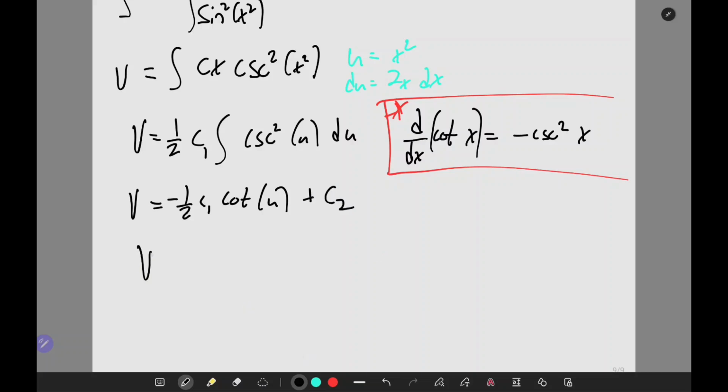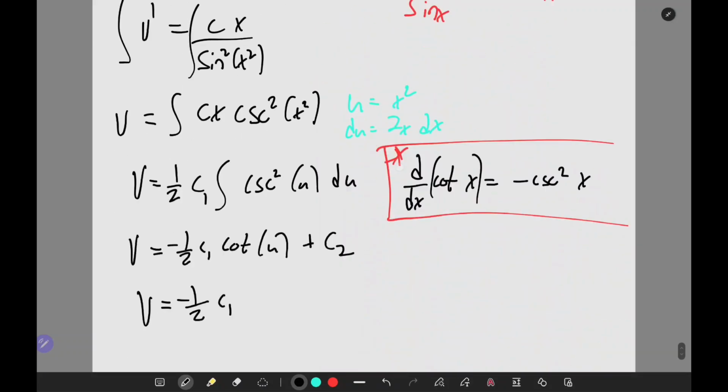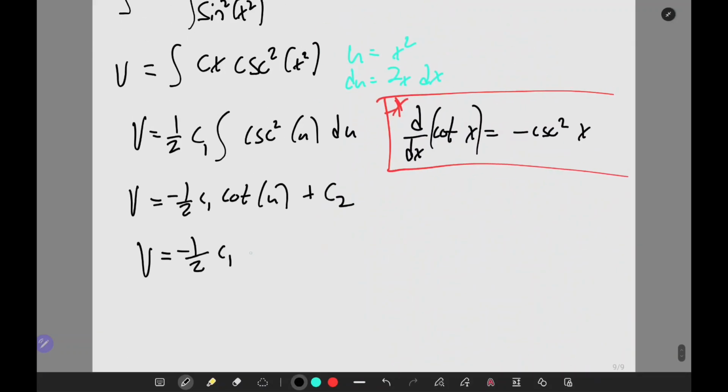So now we plug back in for u. I should have used a different variable because we just used u for something else, but you get the idea. So cotangent of x squared. So now we have our v, right? I think now we just go back and plug it into our y2, right?